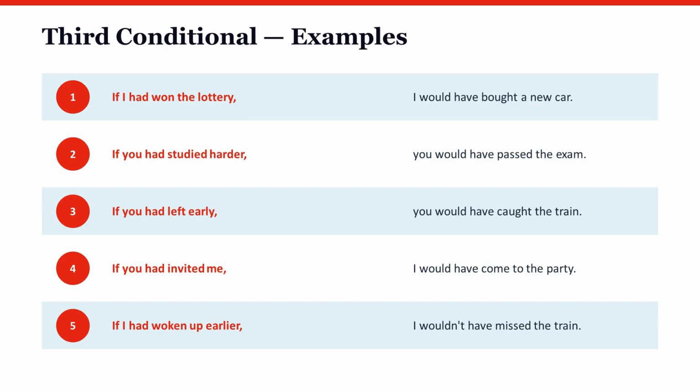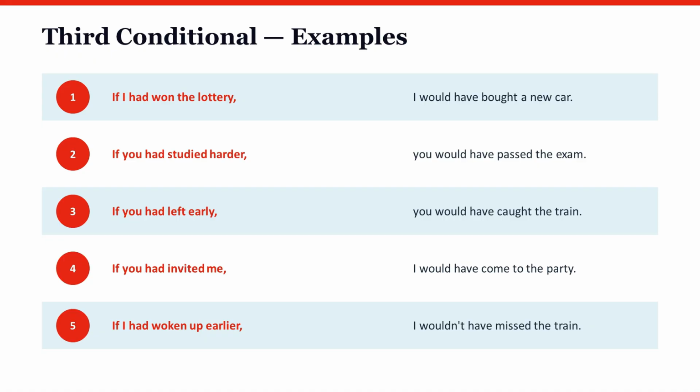Here are some examples of the third conditional. Example 1. If I had won the lottery, I would have bought a new car. But I did not win, so I did not buy a car. Example 2. If you had studied harder, you would have passed the exam. But you did not study hard, so you failed.